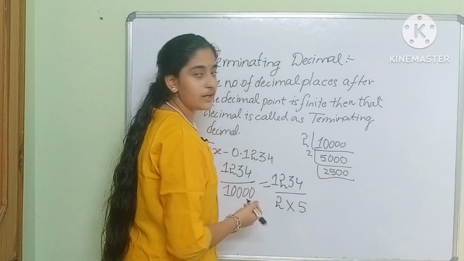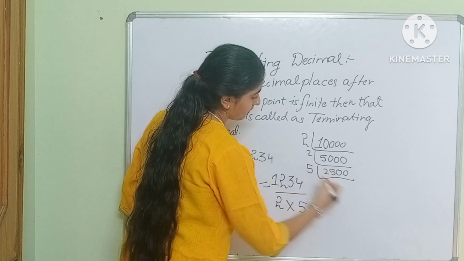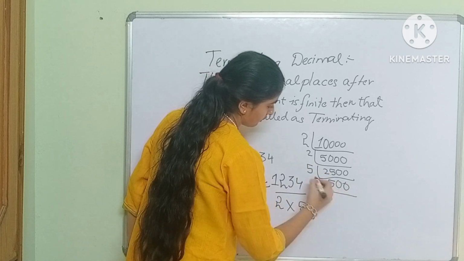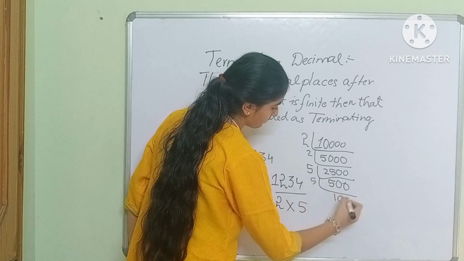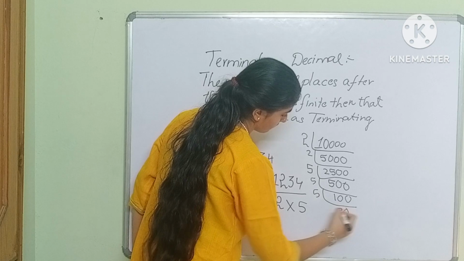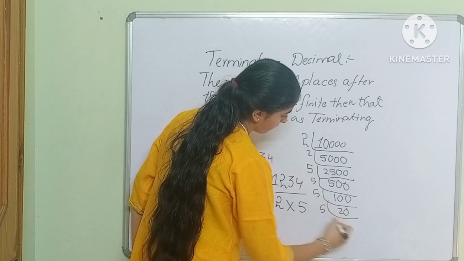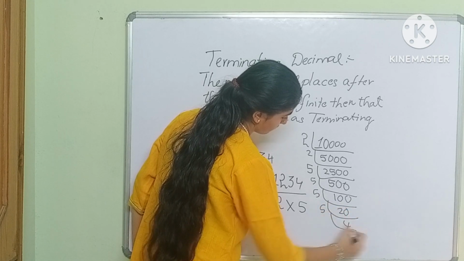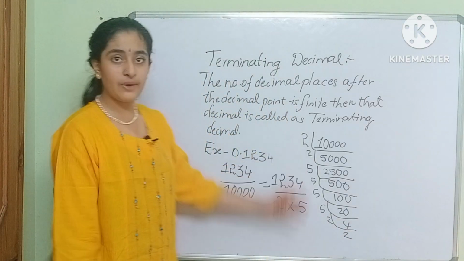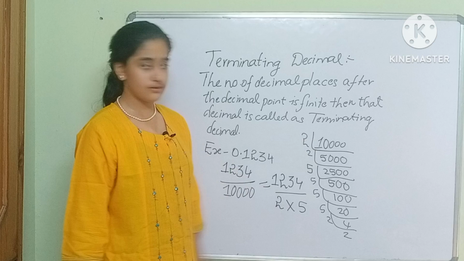So now it will be divisible with 5. 5 5s are 25, 0 and 0. 5 hundreds are... 5 20s are... 5 4s are... 2 2s are... So this is the prime factorization of 10,000.